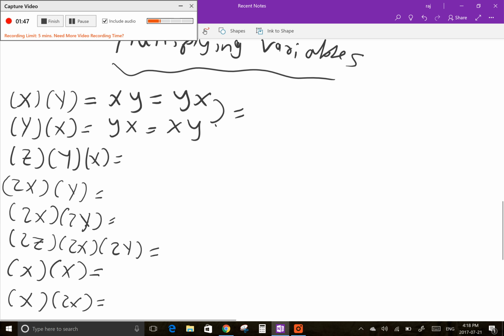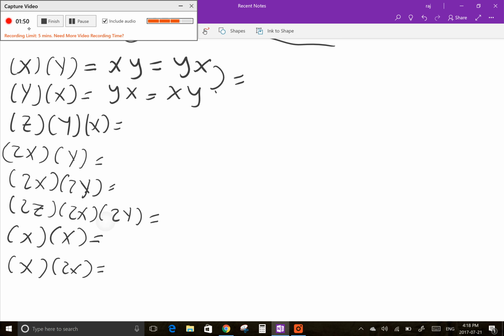Now z times y times x. If there are different variables, you just need to put them beside each other. That's all you need to remember. So z times y times x, that's all. That's the answer. Or you can write this as y times x times z, or you can write it as x times y times z. Doesn't matter. The order doesn't matter here. You just need to make sure you're multiplying them.